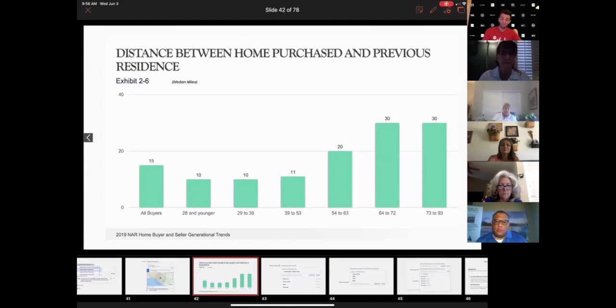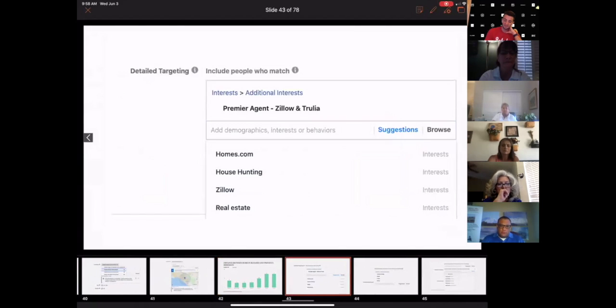So this is between home purchase and previous residents. So all buyers 28 and younger. This kind of just shows you the disbursement on miles. So it gives you guys different ideas as far as who to market towards.